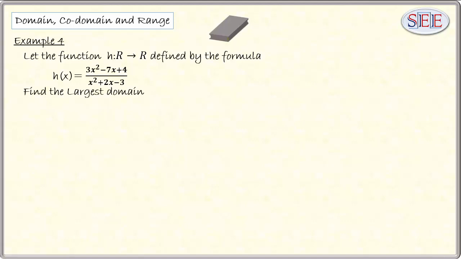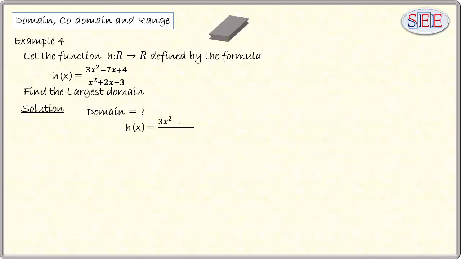Another example, example 4. It says let the function h from R to R, meaning from real number to real number, be defined by the formula h of x equals 3x squared minus 7x plus 4 all over x squared plus 2x minus 3. The question asked here is to find the largest domain of the function h.